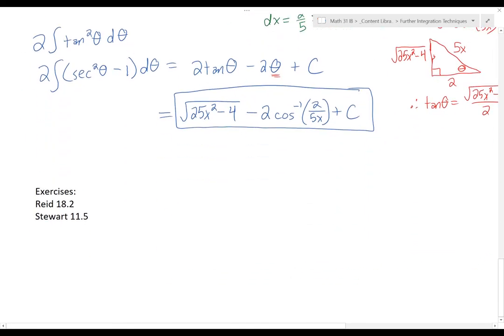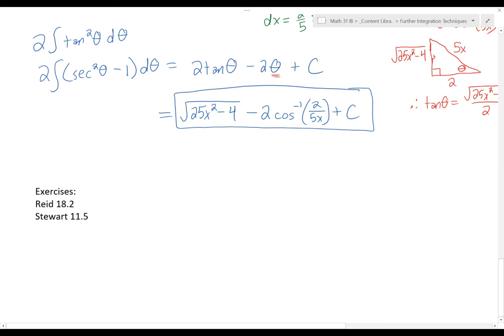For practice, in the read book, these types of things are in section 18.2 of the book. If you want more practice with using trig identities to manipulate trigonometric integrals so that you can integrate them, that's in section 18.1. But proper trig substitution, that's in 18.2. That's when we take something that doesn't have trigonometric ratios in it and we introduce trigonometric ratios in order to make it integrable. And in Stewart, that's section 11.5.